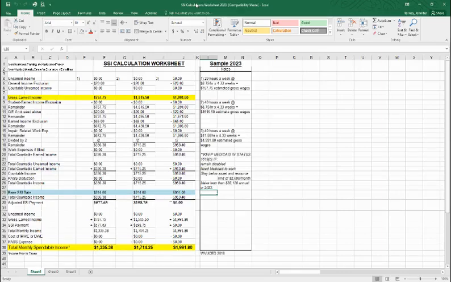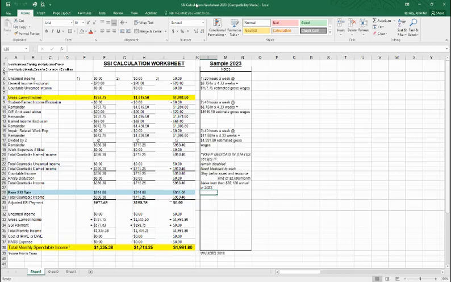Because of this, your SSI check will be reduced by a little bit less than half after a $20 general income exclusion is applied. A $65 earned income exclusion is applied, and then for every $2 that you make, $1 will come off of your SSI check. So let's walk through this a little bit on this screen with our column number 1.